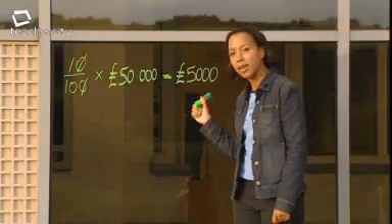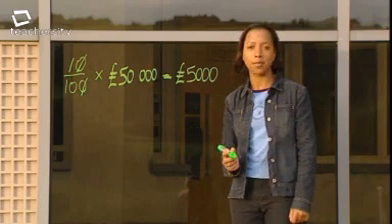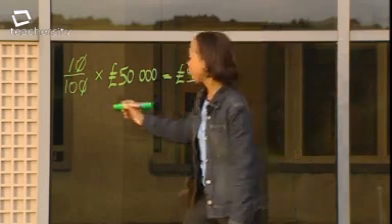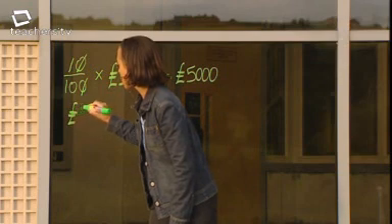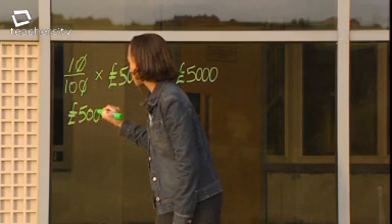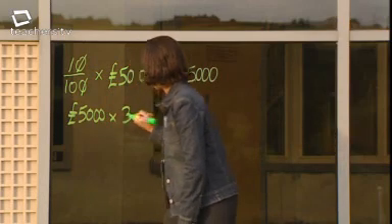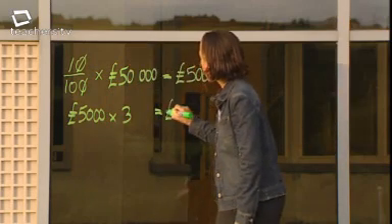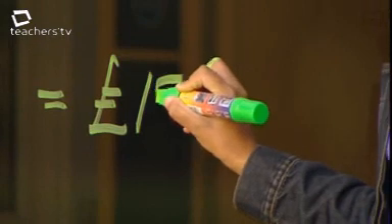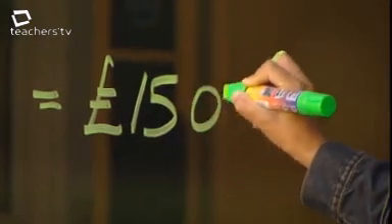Next, you need to multiply that by the number of years you're investing the money for, which is 3 years. So £5,000 multiplied by 3, which is £15,000.